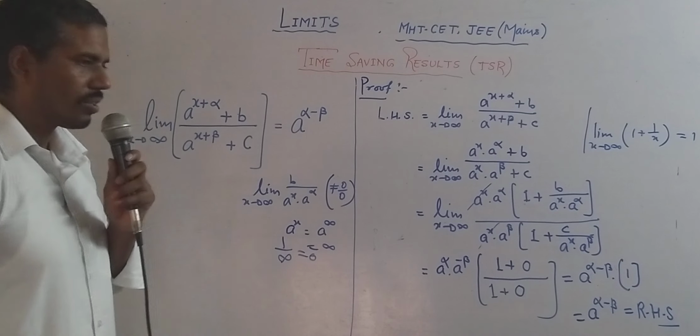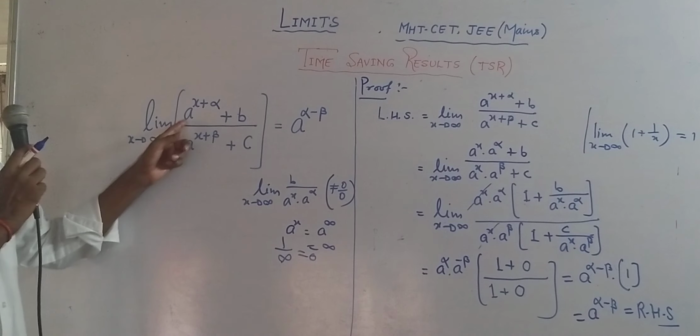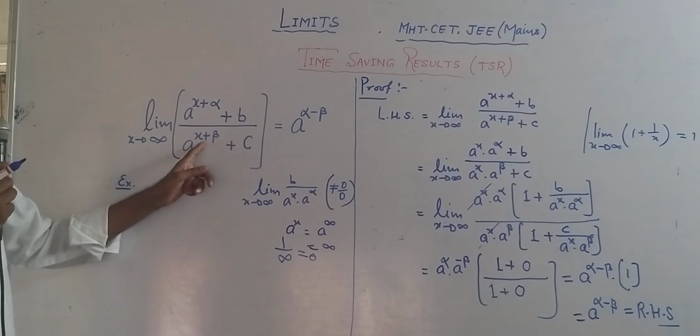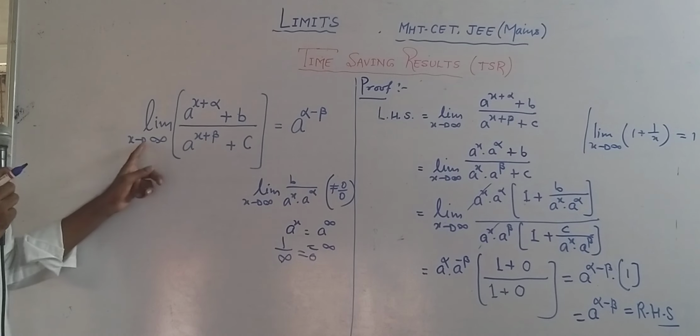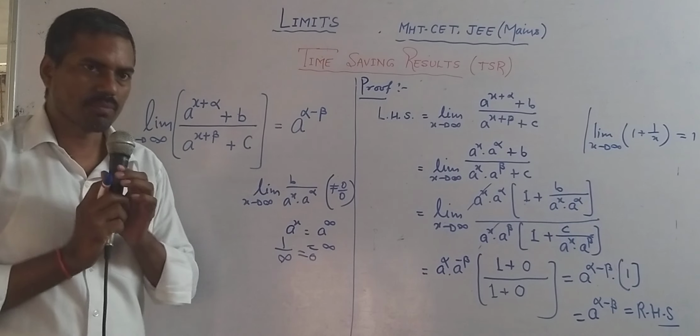In this way we can prove our time saving result: limit of (a to the power x plus alpha, plus b) whole divided by (a to the power x plus beta, plus c) as x tends towards infinity is equal to a to the power alpha minus beta.